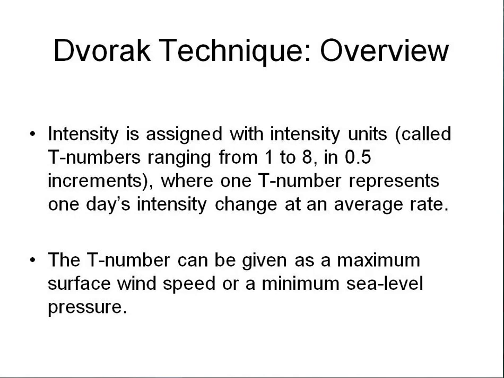The Dvorak technique has its own intensity units called T-numbers. They can be directly converted to a maximum surface wind speed or a minimum sea level pressure, also known as central pressure. Note that 1 T-number represents 1 day's intensity change at an average rate. The pressure associated with the Dvorak intensity is different in different regions. This is because the broad scale pressure may be different, and it's the pressure difference or gradient that drives the wind speed. However, the maximum wind speed associated with the T-number value is the same everywhere.